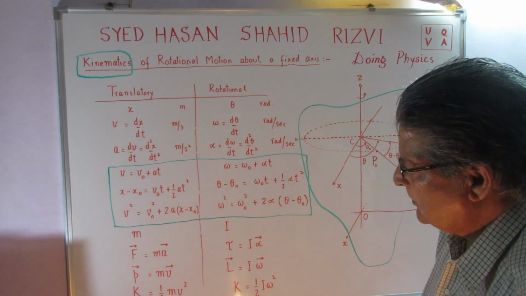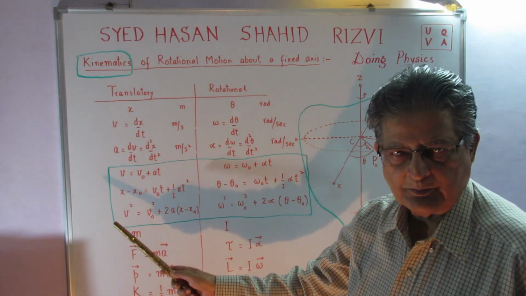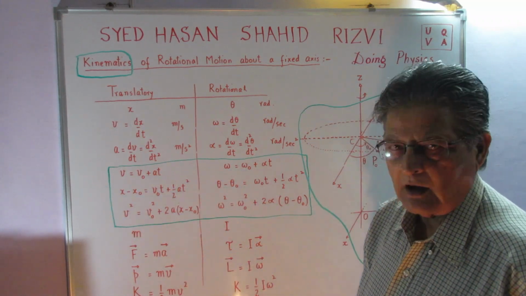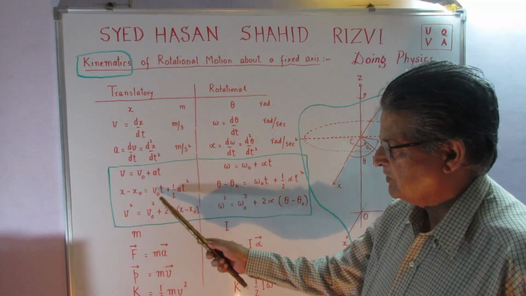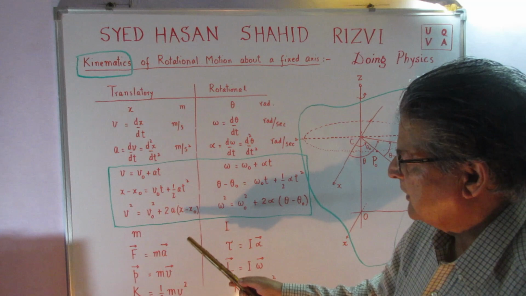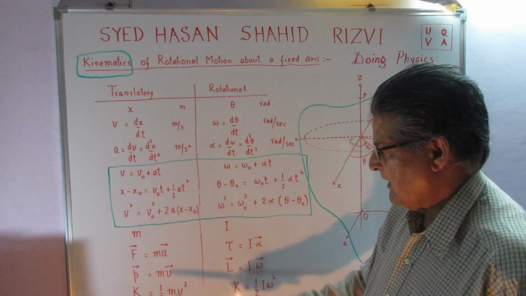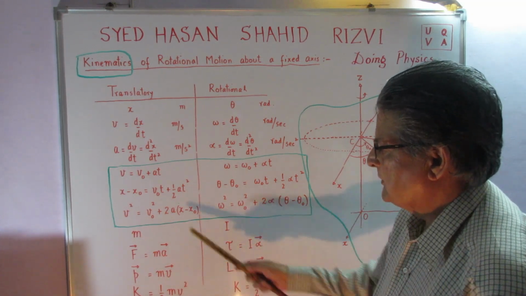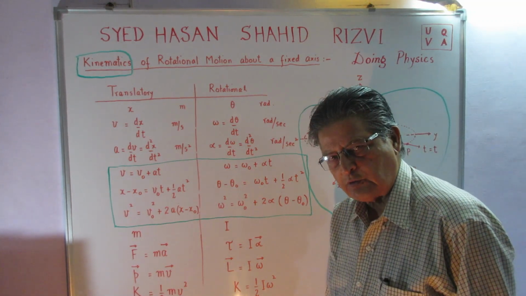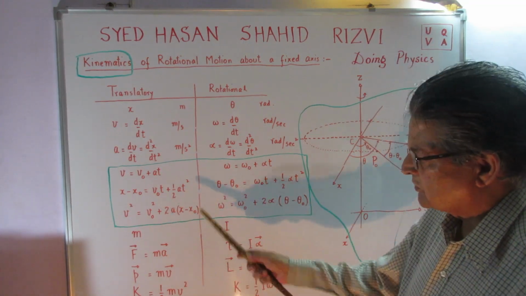Remember, I told you that if I multiply this whole equation throughout by half m, then I get half m v squared, which is the final kinetic energy of the particle, half m v0 squared, which is the initial kinetic energy, plus m a times (x minus x0). Ma is the force, and force multiplied by the displacement in the direction of the force gives the work done. So that is also one point.